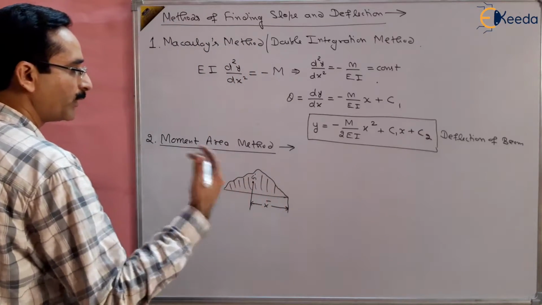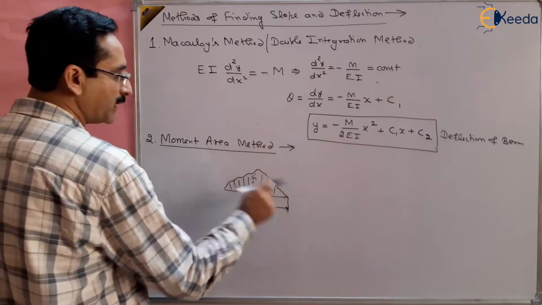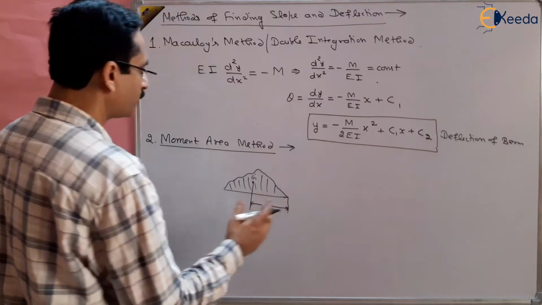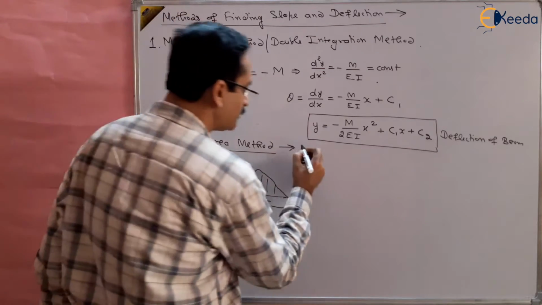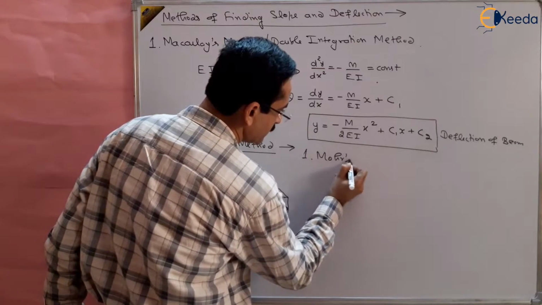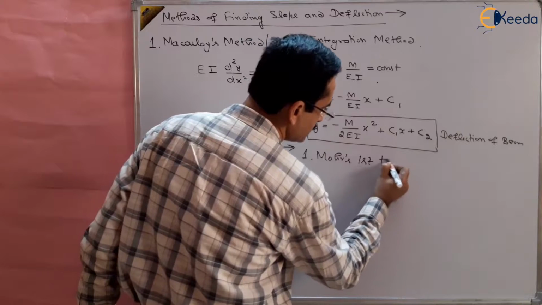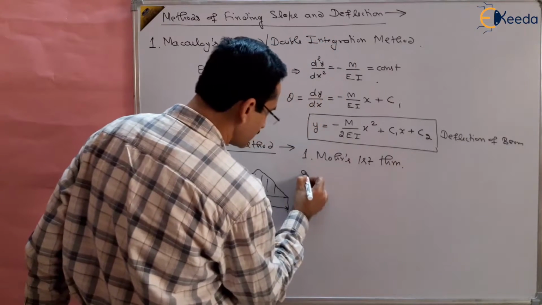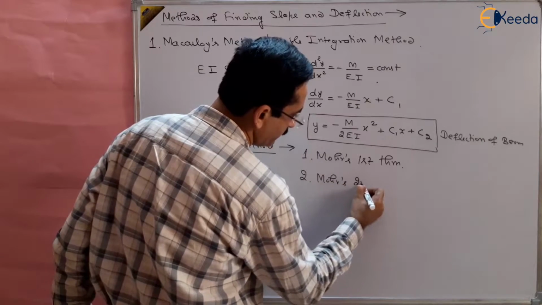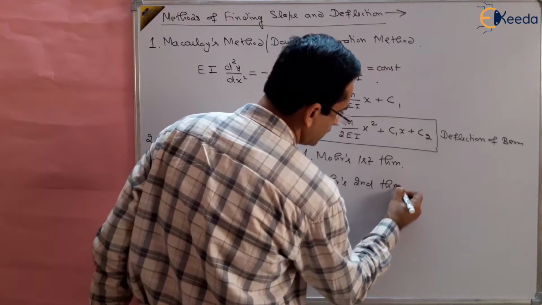By taking the moment of the area of this bending moment diagram. So we will study later on in detail how we can find out the moment area method. Basically there will be two theorems, Mohr's theorems, for finding this: Mohr's first theorem and another is Mohr's second theorem. So we will use these two theorems.